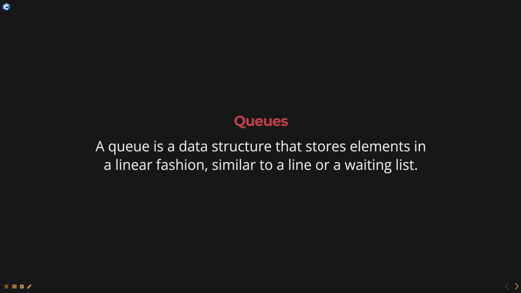A queue is a data structure that stores elements in a linear fashion, similar to a line or a waiting list. Queues follow the first in, first out, that is FIFO principle, meaning that the first element added to the queue will be the first one to be removed.